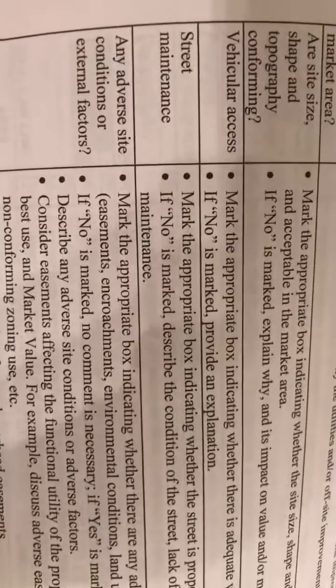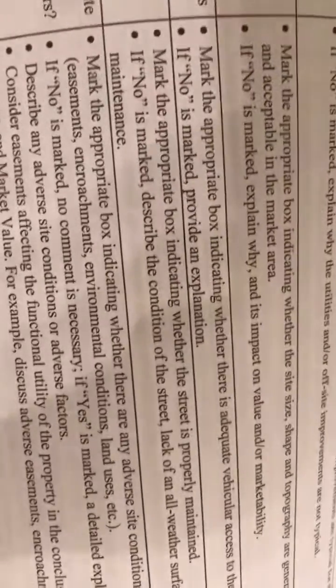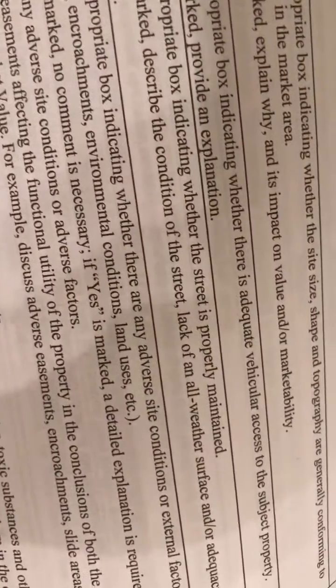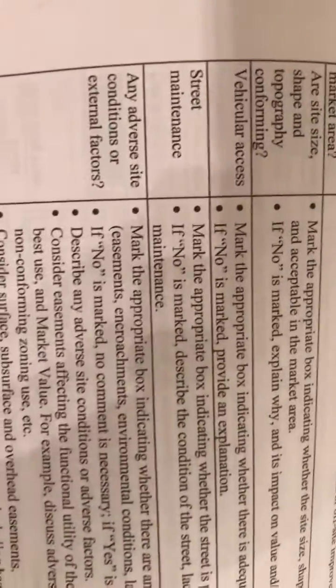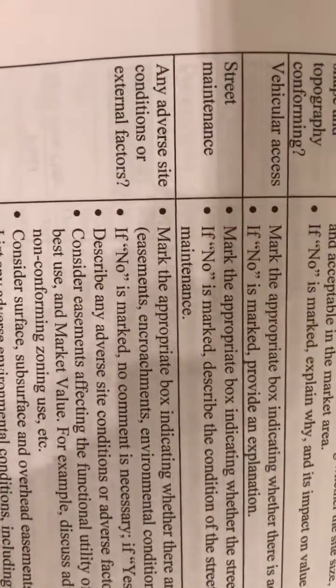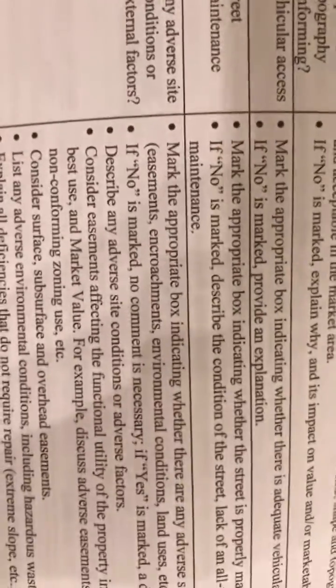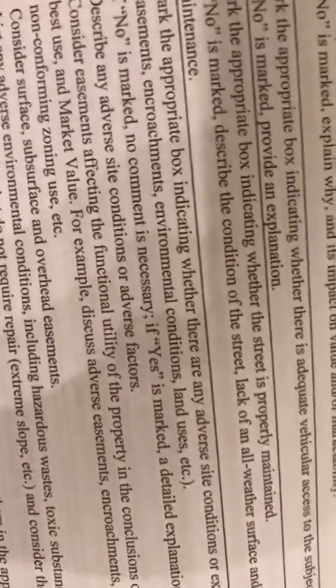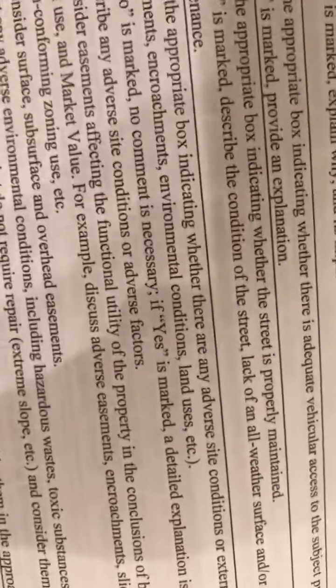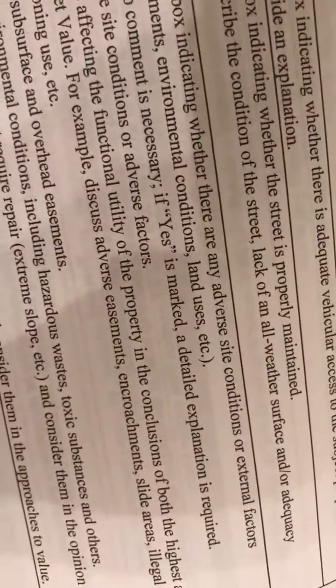Field, vehicular access. Protocol, mark the appropriate box indicating whether there is adequate vehicular access to the subject property. If no is marked, provide an explanation. Field, street maintenance. Protocol, mark the appropriate box indicating whether the street is properly maintained. If no is marked, describe the condition of the street, lack of all weather surface and or adequacy of maintenance.